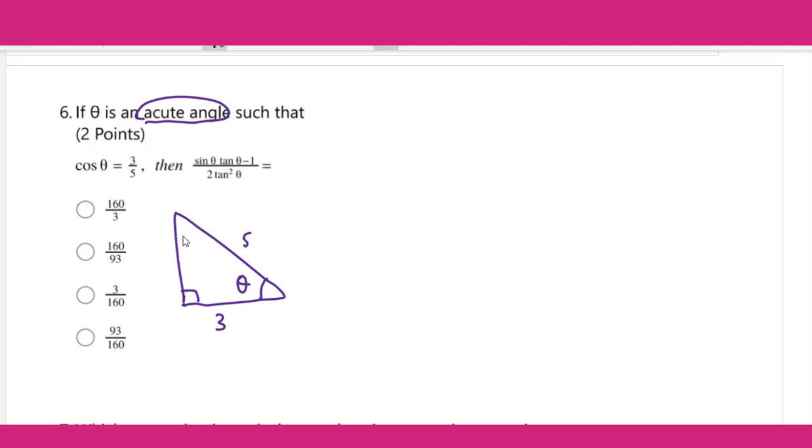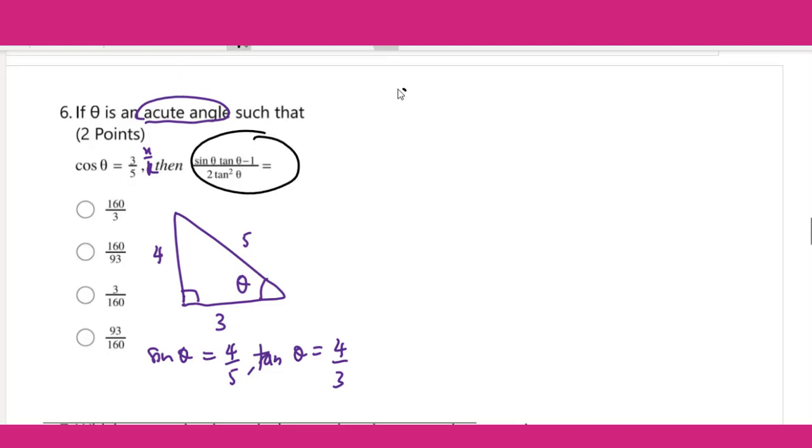I just write the triangle like this so that you know, because cos is always x over r. Now using the Pythagoras theorem, we can list down: sine theta is equal to 4 over 5, and tangent theta is equal to 4 over 3, y over x. Okay, then this is the question.